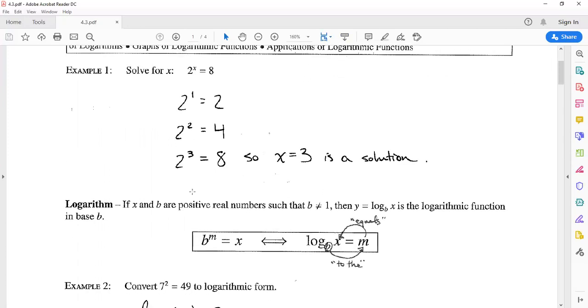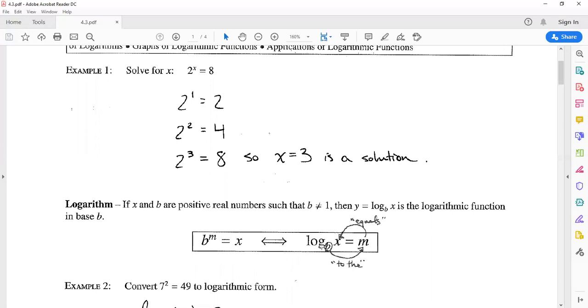So look here at the definition. If x and b are both positive real numbers, where b is not equal to 1, then y equals log base b of x. This is a function of x. The name of the function is log base b. And what is its definition? Well, log base b of x equals m exactly when b to the m equals x.